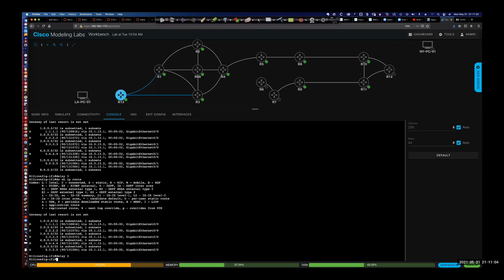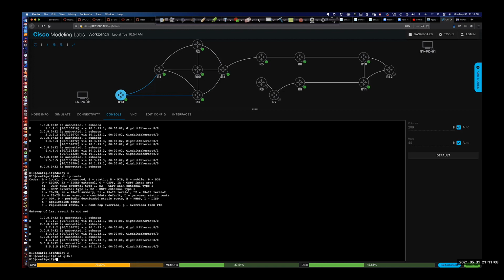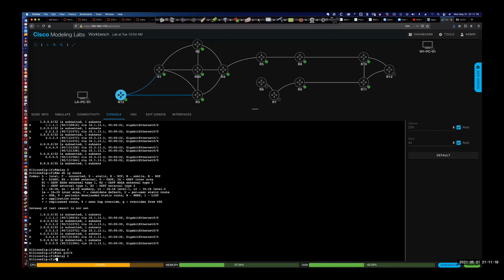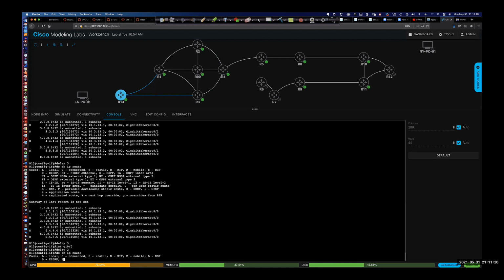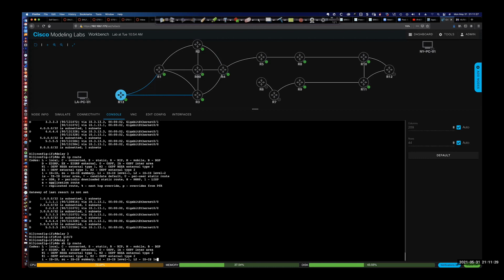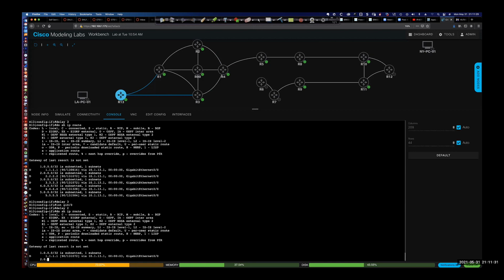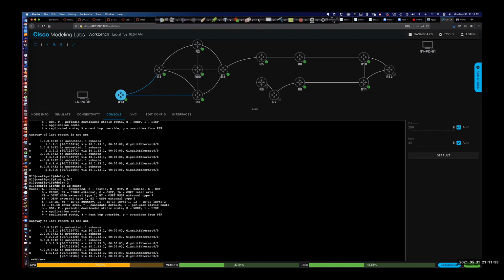Let's go into interface gigabit Ethernet 0/0, and I'm going to change the delay to 20. So let's go ahead and say delay 2, and 20 microseconds. So I'll say delay 2. We'll say show IP route, and let's see. And where did my show IP route command go? There we go. And let's see if the value has changed. And it should change, right? Because the cumulative delay has increased.